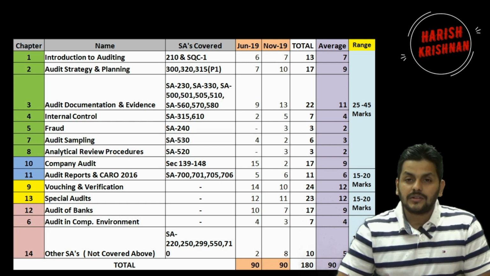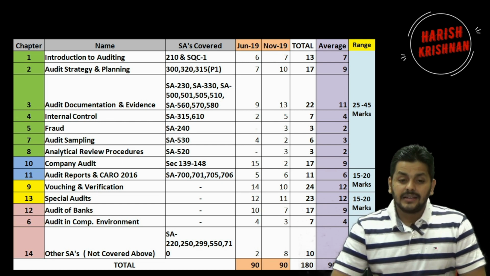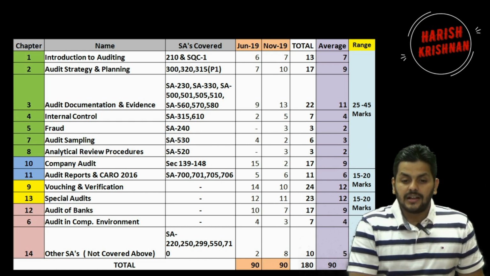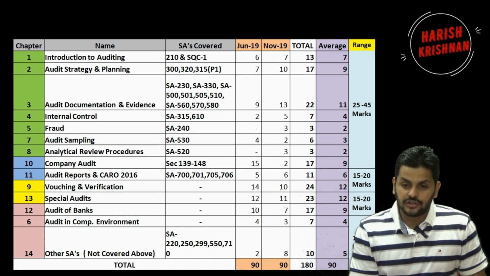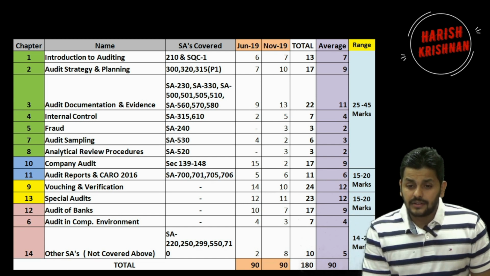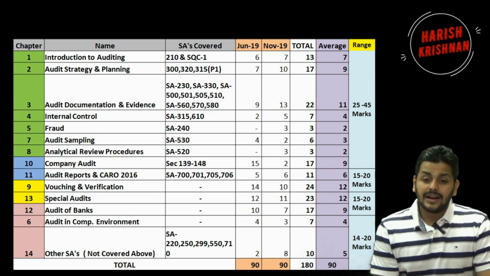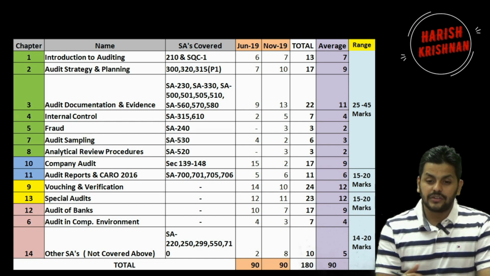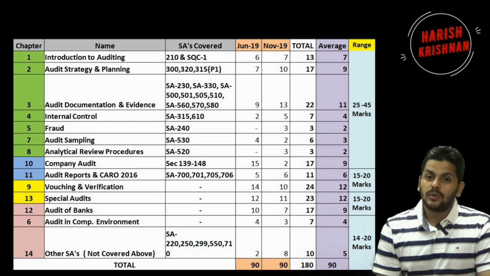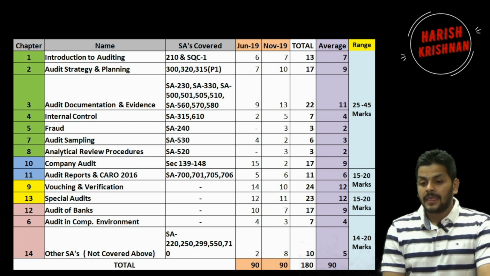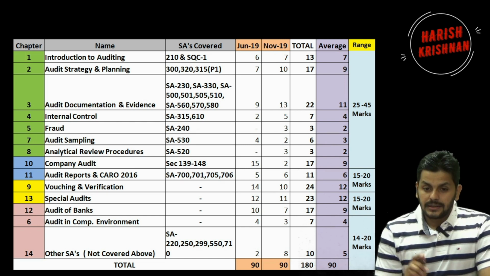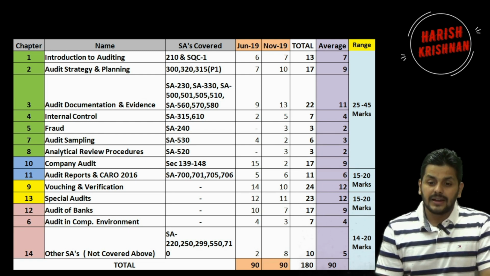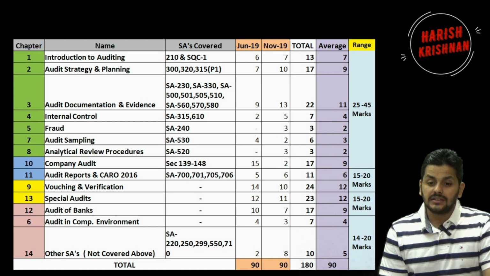So let us first start with trying to understand what exactly is our first lot. This first lot here in green that you're seeing is from introduction of auditing to analytical review procedures. If you see the list of standards covered there, it is standard number 210, which starts with engagement of the auditor, and goes up till standard number 520, which is on analytical procedures. So third chapter. Now obviously it's lengthy because of the number of standards covered.